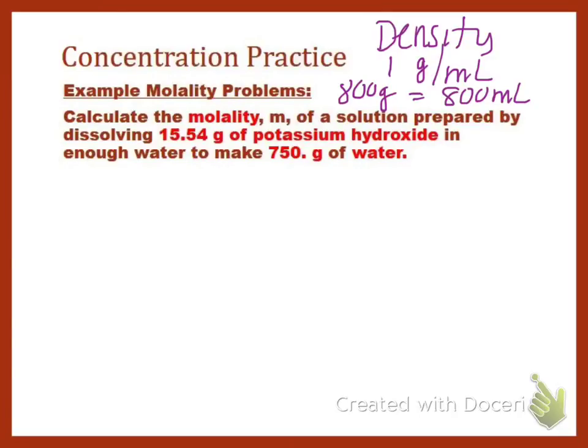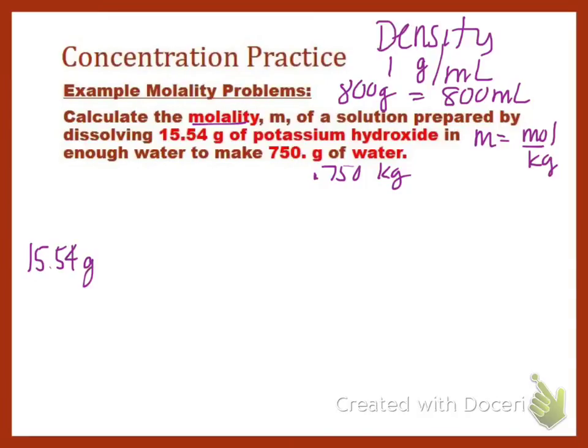So this time I see that I have molality, calculate the molality. That means I'm going to want moles over kilogram. So I have 750 grams of water. That means I have 0.750 kilograms, because grams are smaller than kilograms, so I divide by 1,000. Okay?